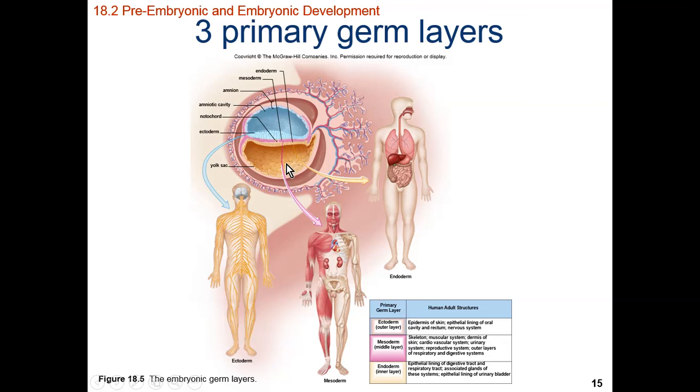Our ectoderm is going to form the surface of our body, the skin. It's also going to form our nervous system. The mesoderm is going to form many of the organs in the middle of our body, so many of the organs of our abdominal pelvic cavity. And then finally, the endoderm is going to form the lining of our digestive tract and the linings of our respiratory tracts and some linings of our urinary tract as well.